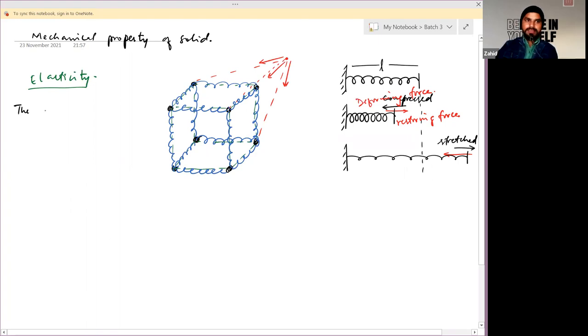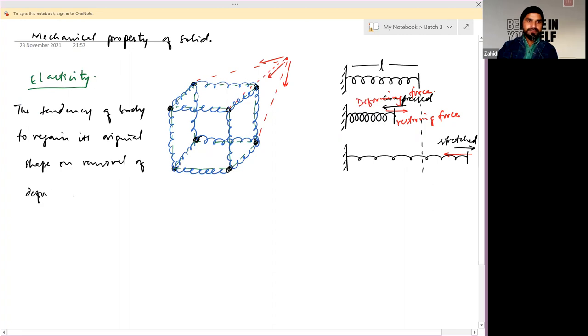So elasticity is the tendency of a body to regain its original shape on removal of deforming force.